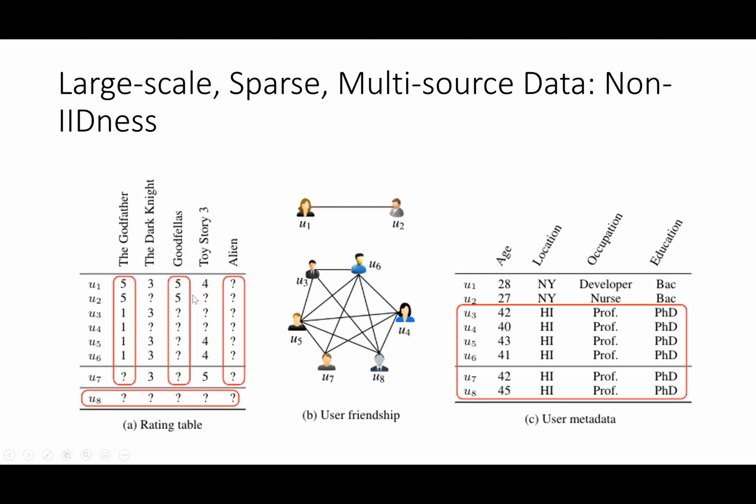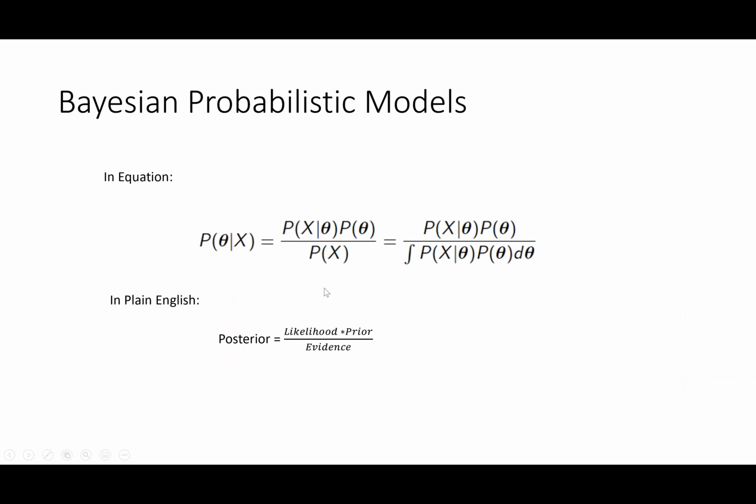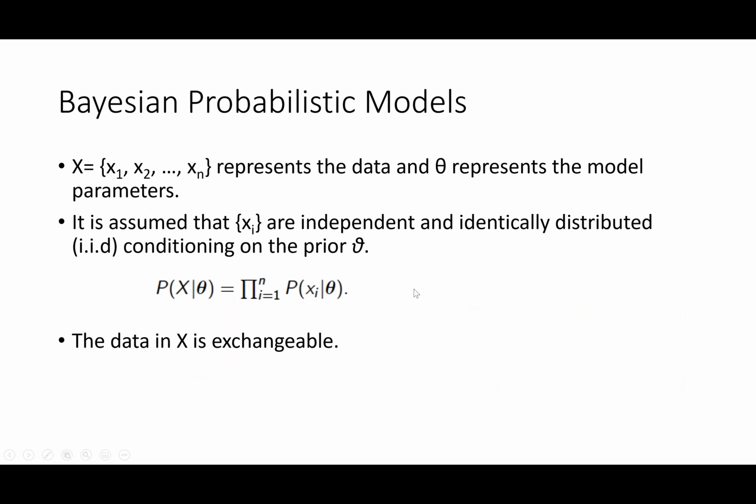This is just the rating data, but before that, look at the user metadata and the relationship. There's a similar kind of non-IIDness there as well. Considering this in a statistical model is quite challenging. And by the way, in statistical models we have the basic Bayesian rules, and I assume all of you know that. In the Bayesian probability model, a very fundamental thing is that we assume all the samples are IID, drawn from the data on the same prior. Right, as the data is exchangeable, basically.